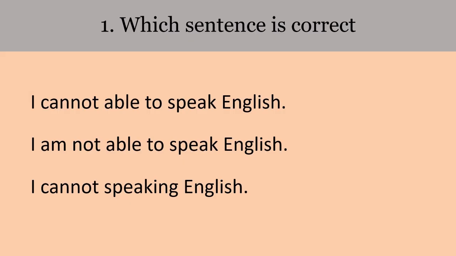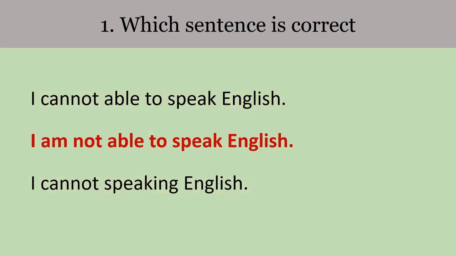Here is the first question. Which sentence is correct? There are 3 sentences given. You have to choose whichever is correct. First one, I cannot able to speak English. Second one, I am not able to speak English. Third one, I cannot speaking English.